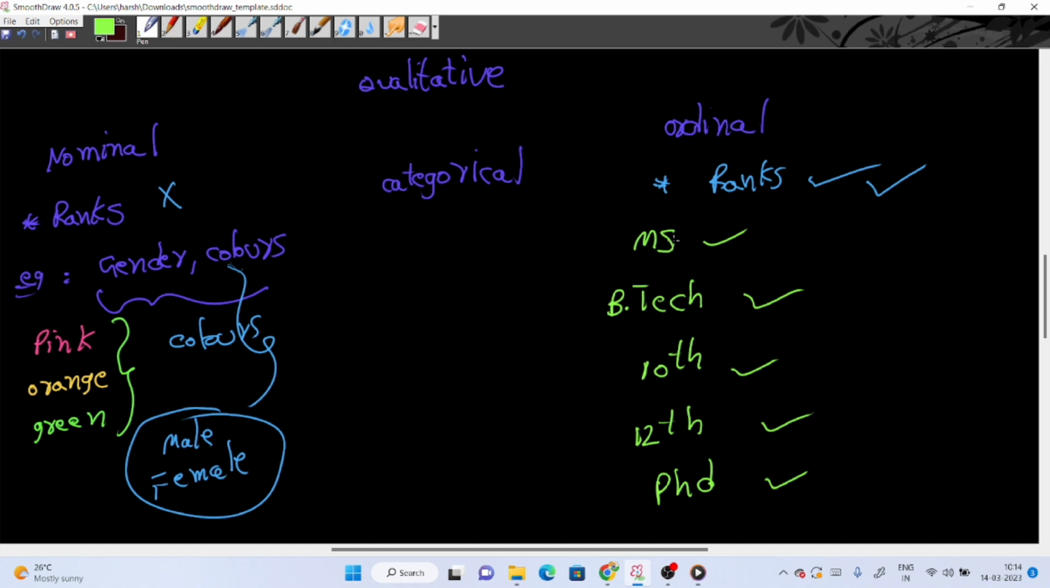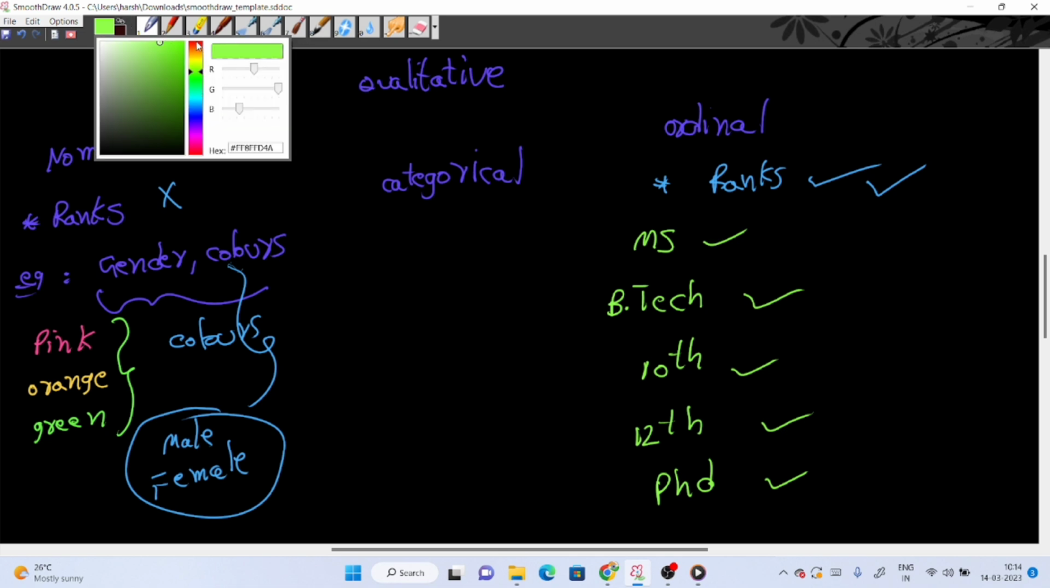We can sort this data, from lower order to higher order, or from higher order to lower order. This is called ordinal data. So let us see how we can sort this data.